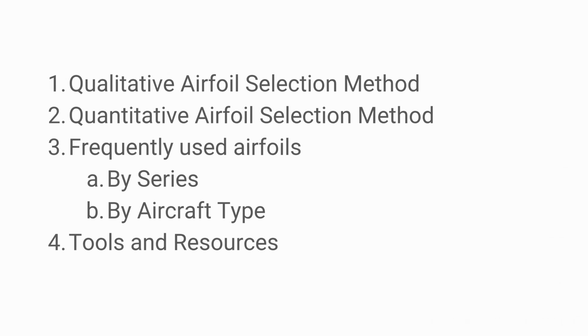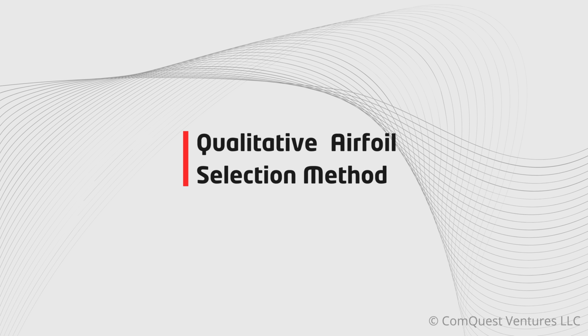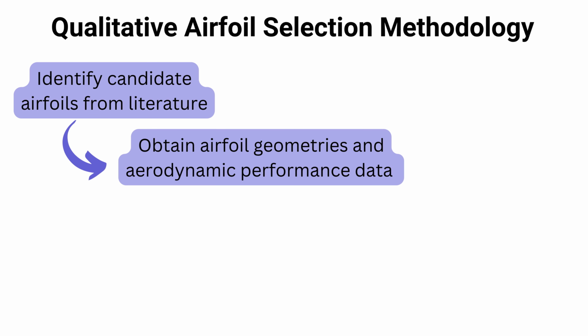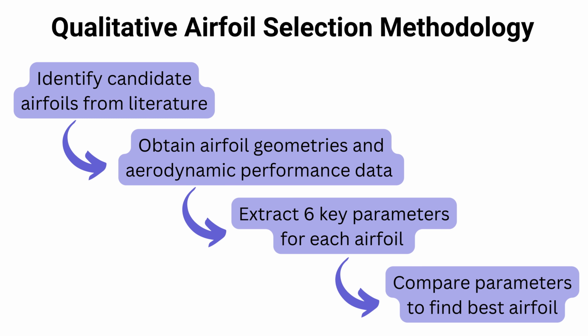Let's begin by exploring a qualitative method we can use to find the best airfoil for our fixed-wing aircraft design. For this methodology, we'll first look at the literature to identify a few candidate airfoils depending on our aircraft's characteristics and obtain their geometries and aerodynamic coefficients. From this data, we'll extract 6 key parameters for each airfoil, which summarize their characteristics and can be easily linked to their effect on the performance of the aircraft. Finally, we'll compare the airfoils using key parameters to find the best one.